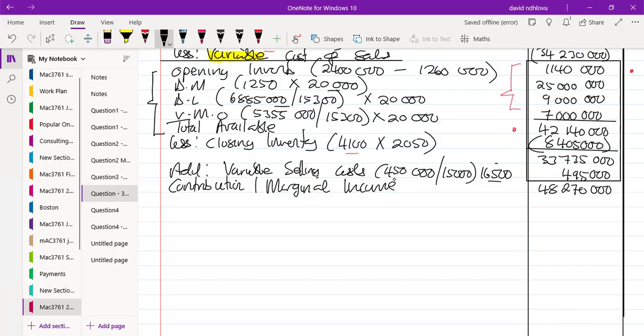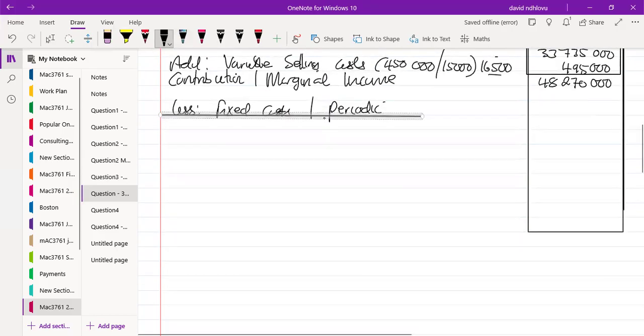Now, when we have this, then we can say less fixed costs or periodic costs. A periodic cost is any cost that is written off after the gross profit or after the contribution. It does not affect the calculation of cost of sales. It does not affect the calculation of what? Of inventory. That's a periodic costs. So the first one that we are going to have here is actual, right, fixed manufacturing overheads.